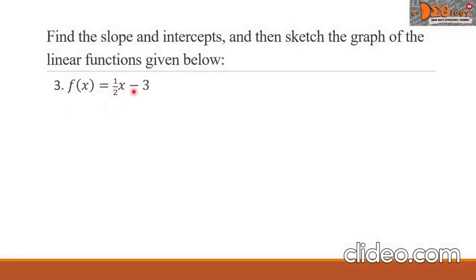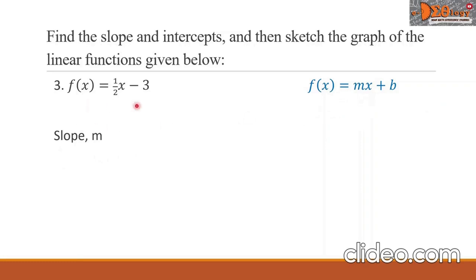Example 3: f of x equals 1/2 x minus 3. We write the linear form here. F of x equals mx plus b. Let's begin now with finding the slope. The slope is the m. In our linear form, m is the coefficient of x.